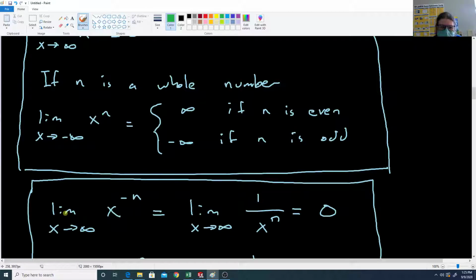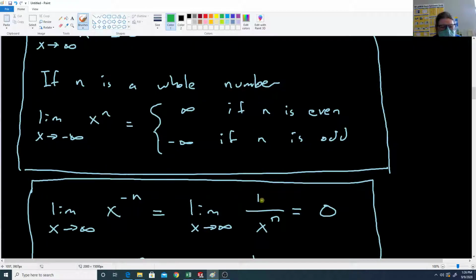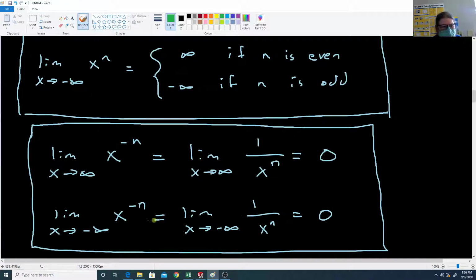Thanks. Okay, so the limit as x approaches infinity of x to the negative n. This is the limit as x approaches infinity of 1 over x to the positive n. Well, the limit as x approaches infinity of x to the positive n is infinity. So this turns into 1 over larger and larger numbers, which will lead to smaller and smaller fractions. So this approaches 0.